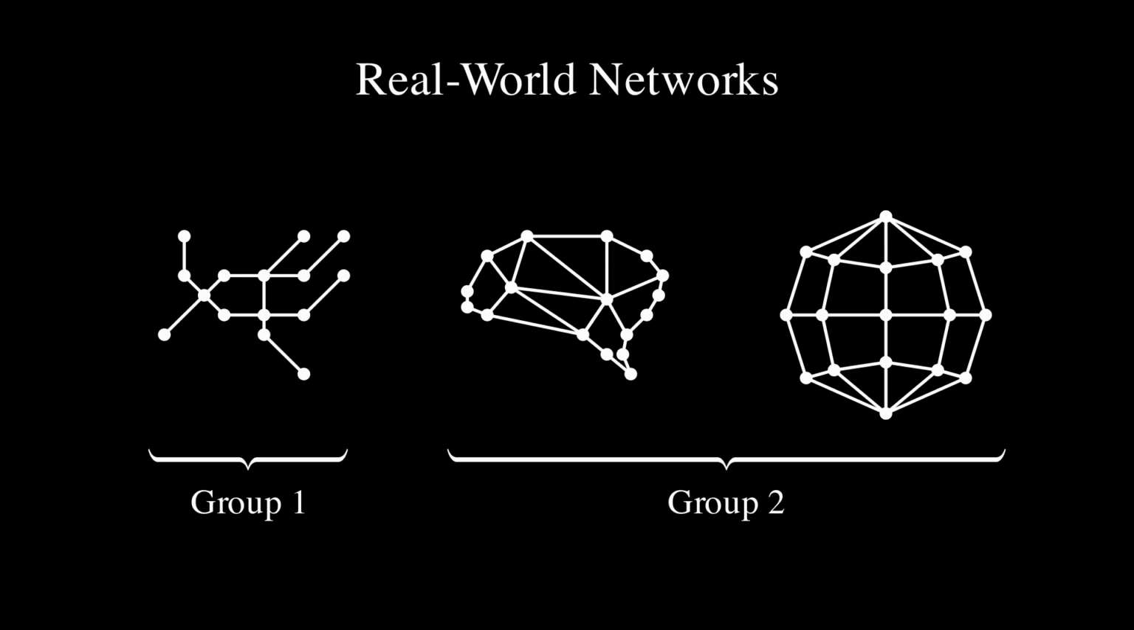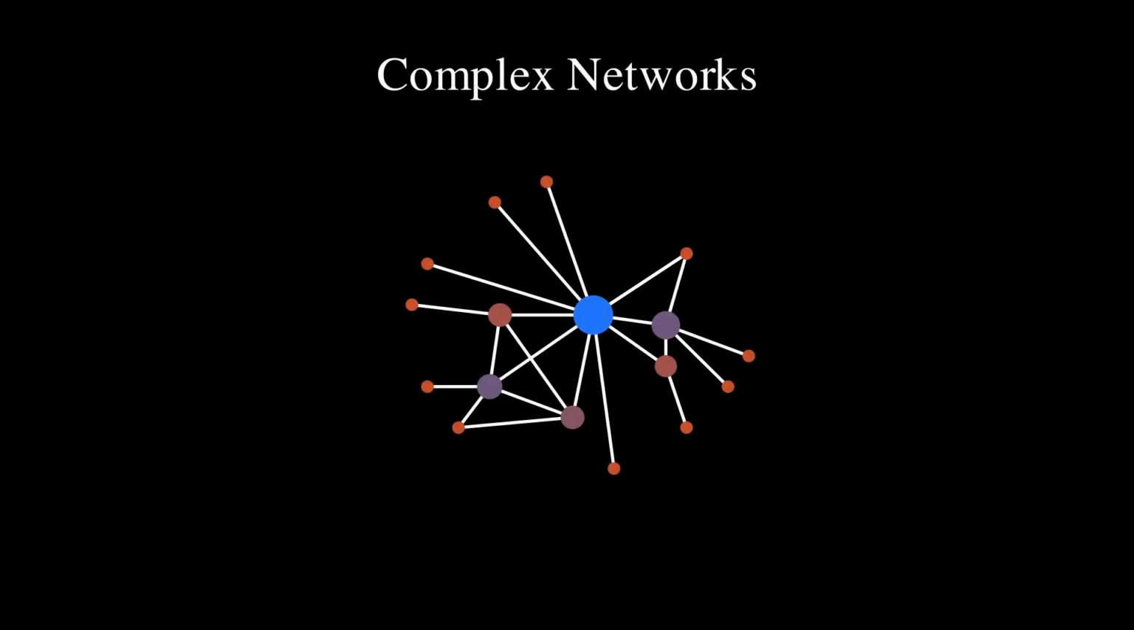One such group that contains networks from a variety of areas are what we call complex networks. Complex networks are mainly characterized by two key features. The first is heterogeneity. It captures that there are a few nodes or vertices in the graph, like the blue one, that have a high degree, meaning they have a lot of edges to other nodes, while most nodes, like the red ones, have a small degree.